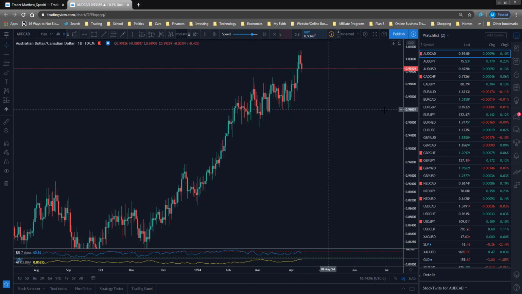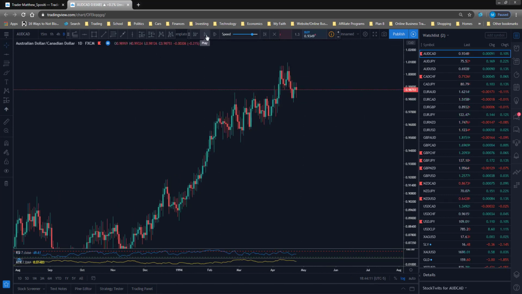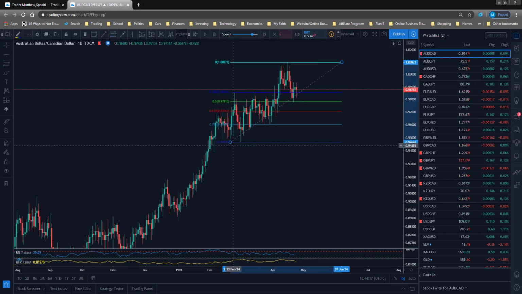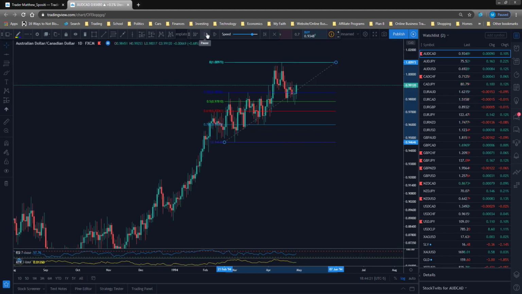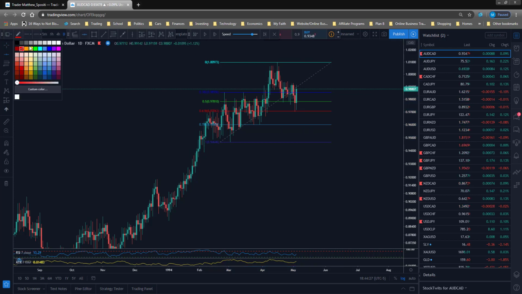All right, I'm actually just going to delete it and wait for a pullback. All right, we looking like we may have a pullback here. Can measure from this structure low to this structure high. We'll swing low to swing high, see what happens. Okay, we got involved. Perfect. Absolutely perfect. Let's hope this ends up working out.